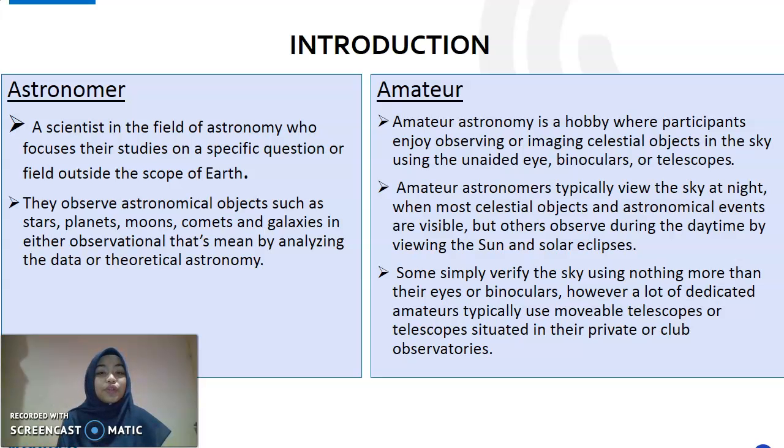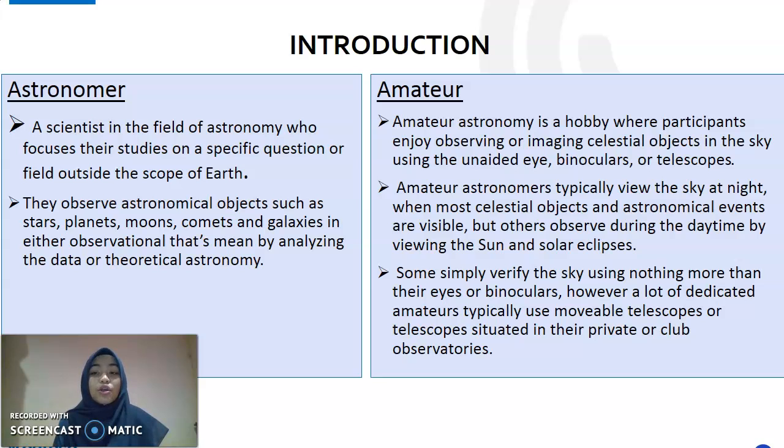Okay. Before we know about the importance of equatorial and topocentric coordinate systems, we must know who is an astronomer and an amateur. Okay. An astronomer is a scientist in the field of astronomy who focuses their studies on specific questions or fields outside the scope of Earth. They observe astronomical objects such as stars, planets, moons, comets, and galaxies in either observational astronomy, that is analyzing the data, or theoretical astronomy. Okay, next we move to amateur.